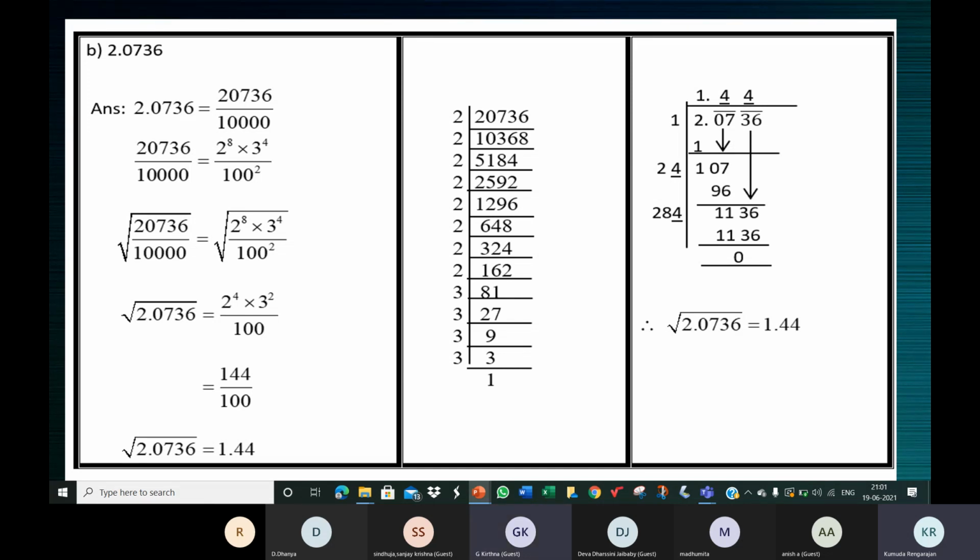Please complete and share Kirtana's answer for this one. Yes, ma'am, I think it's 424 by 27. Okay, 424 by 27.